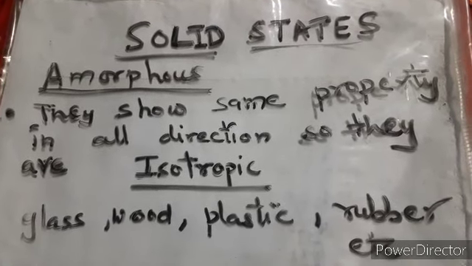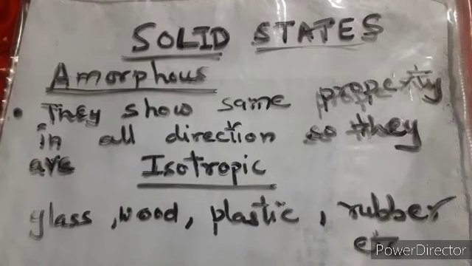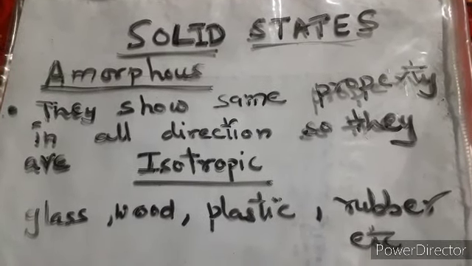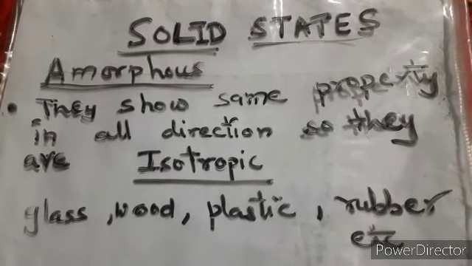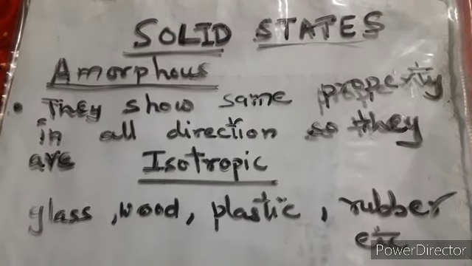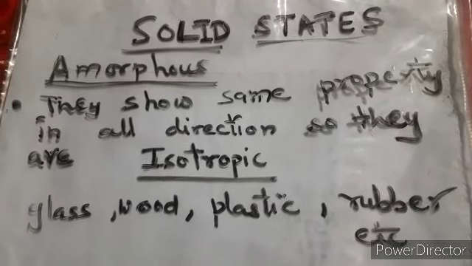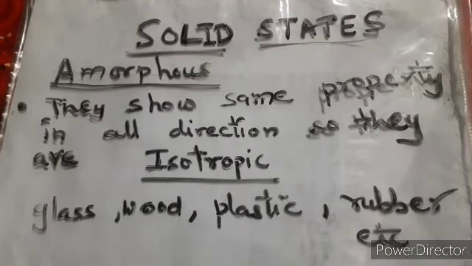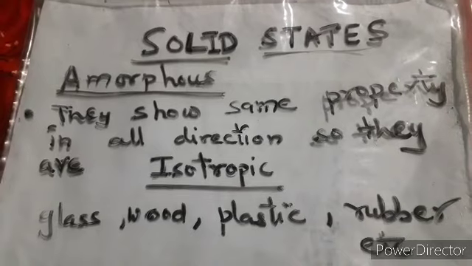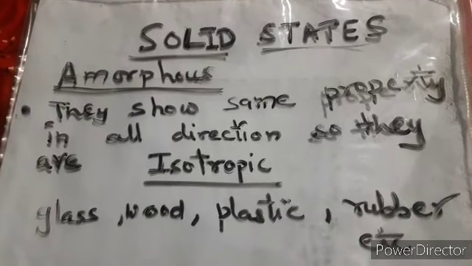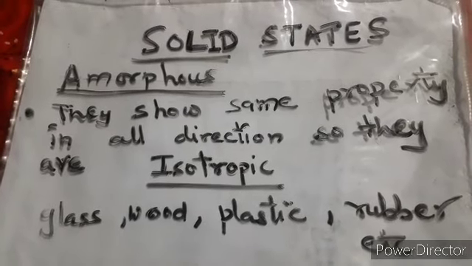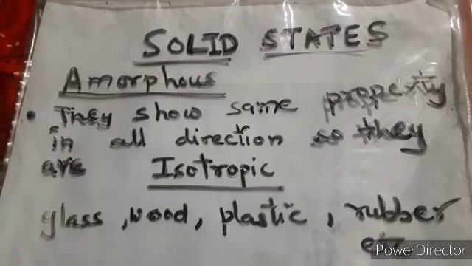Initially I explained it with the help of a small diagram, but let's focus in a detailed form. Whether solids, liquids or gases, they possess certain types of properties, and they have magnitudes of them, like refractive index, electrical properties, electrical conductivity, and resistance. So when we are talking about amorphous solids, these particular properties show the same magnitudes in all the directions.